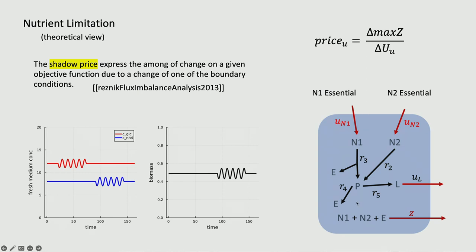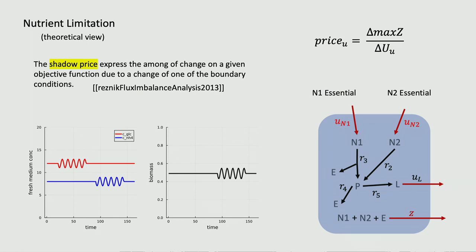Why? Because, for instance, imagine that the bound of N2 is infinite. Okay, the cell can take whatever it wants. And let's say that also the bound of N1 is infinite. The cell can take whatever it wants. Who can predict the value of the upper bound of theta? Yes, it's infinite. Why? Because you can produce an infinite amount of all the components. And you see the third one is just E, which more or less resembles energy. And you have connections from both these two metabolites, and you can produce all that you want. So this is an unbounded kind of space, which is obviously not realistic, but it was a good test.